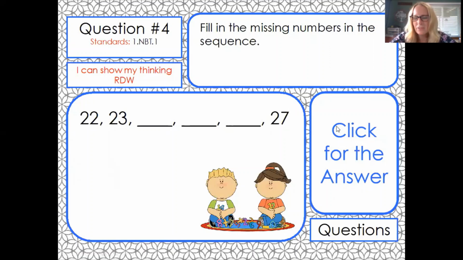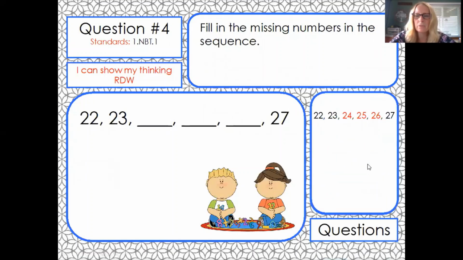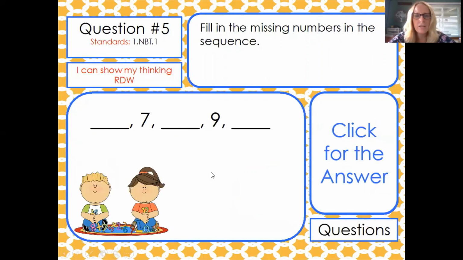Okay, let's click to reveal. You should have written the numbers 24, 25, and 26. Let's try another one. Question 5 is another sequencing problem. This time, what numbers are missing? Pause it and fill them in.